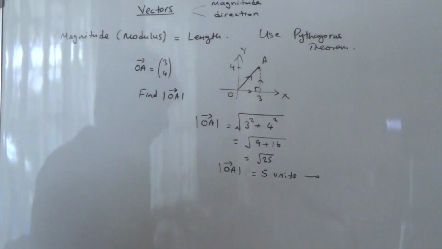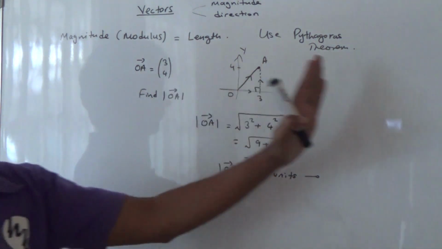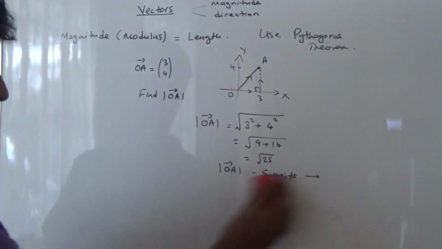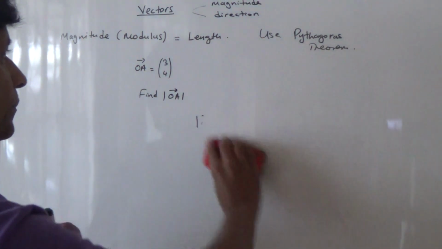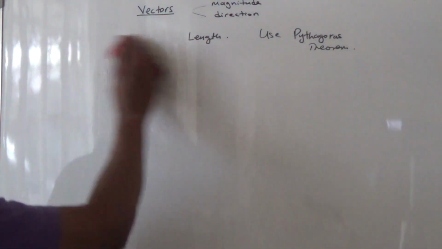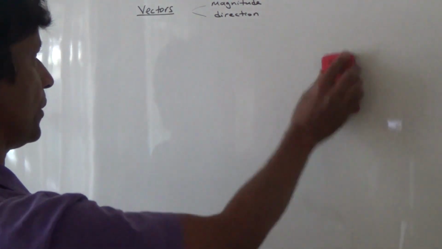Okay, and we're going to take this a step further. Alright, let's say for instance now I give you two vectors. I'm still staying on magnitude of a vector.